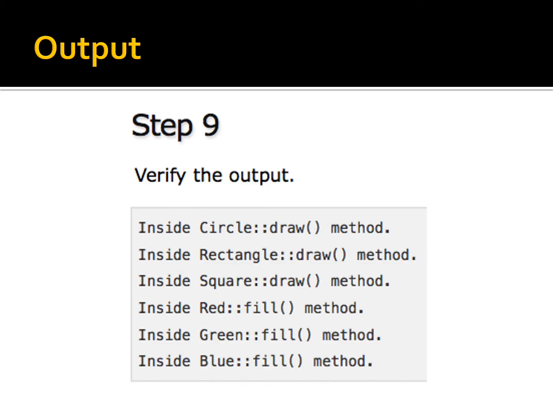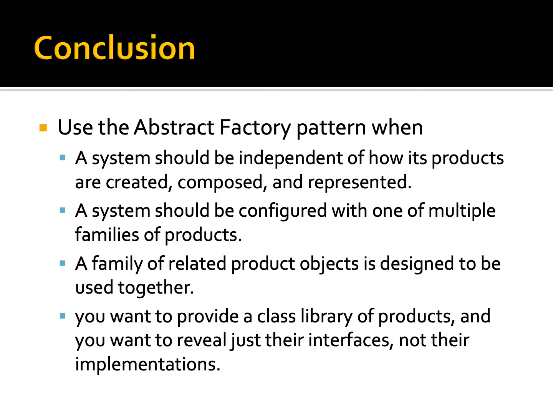This is the output, and by this output you can easily keep track of the flow of your program. Firstly, you can see how the shapes and then the second object are created and their corresponding methods are being called. So we can conclude that you should use the abstract factory design pattern when you have multiple products.